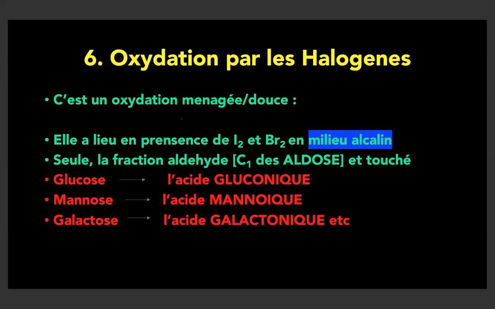Now, here is a question on call. What if we react bromine with fructose? What are we going to get if we react fructose with bromine or iodine? Is it a reaction that is going to be positive, or is it negative? And please justify your reasoning.